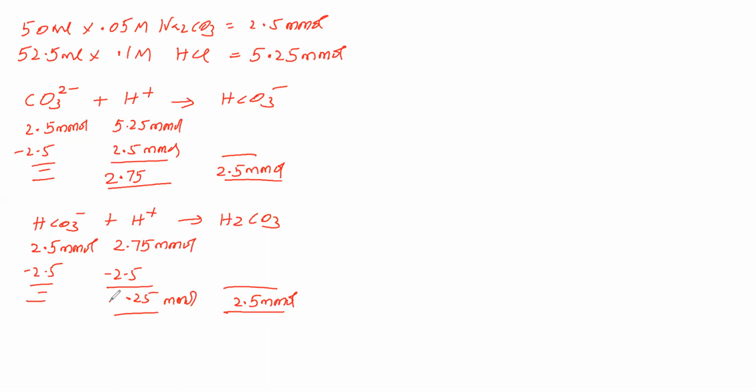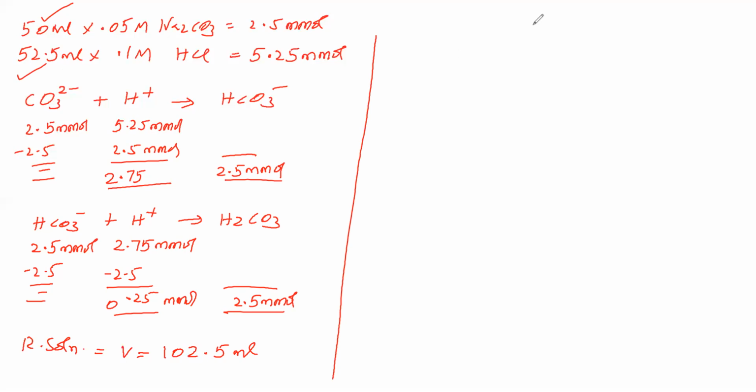Now for the resultant solution, we will take the volume in the conical flask. Initially we have taken 50 ml of sodium carbonate solution. So far we have added 52.5 ml of HCl. Therefore, the total solution is 102.5 ml. In the resultant solution, carbonic acid as well as HCl are present.